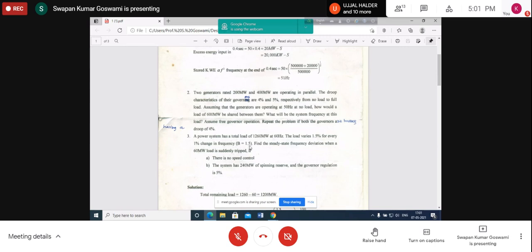B is given. What is the meaning of B? It is del PD by del F, the change in demand of the load. That means actual load is frequency dependent. When the frequency varies, actual demand of the load also will vary. How will it vary? It will vary by 1.5%. So demand variation will be 1.5% of the capacity for 1% change in frequency. So this gives you B.